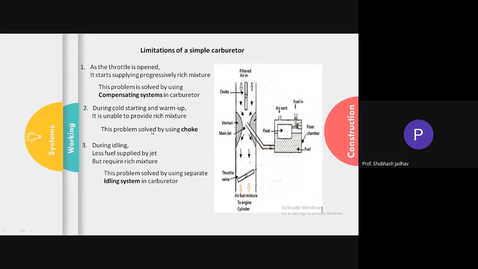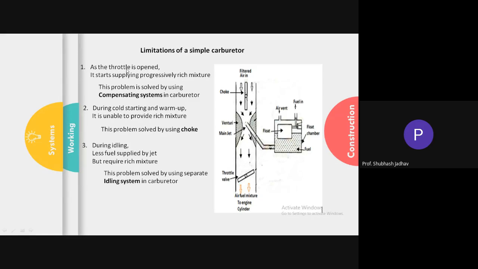And for that, we are using choke. Third problem, during idling, we want rich mixture, but it is unable to supply rich mixture. And to overcome this problem, we have idling system. Okay, now these things we are going to explain again. Only now you will try to understand what is the problem and what is the solution for that.